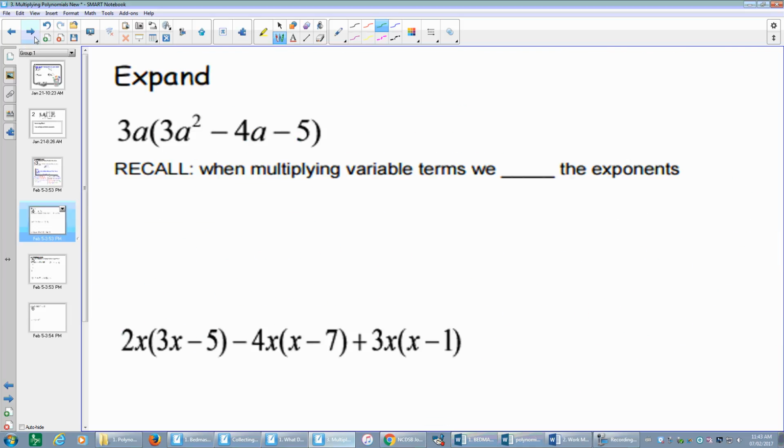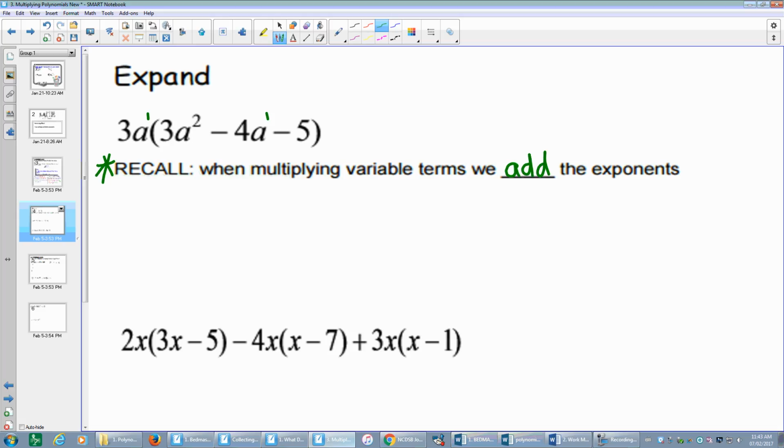Okay, going to the next example here. When we expand this, what's the difference between this example and the first two examples that we just did? Well, now I have a variable on the outside of the bracket. Recall, when multiplying variable terms, we have to add the exponents. We did that the other day. Again, as a reminder, I'm going to put the exponent 1 when there is no exponent there.